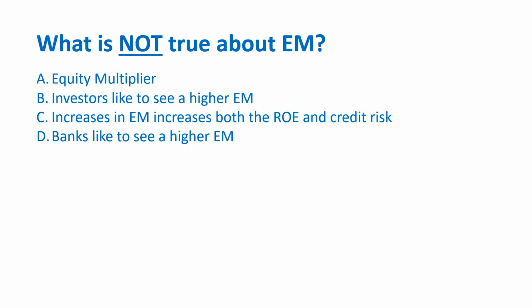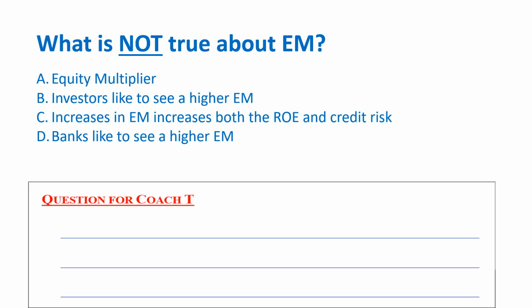So that is correct. Now, banks like to see a higher equity multiplier? No. Because when a bank has to give you a loan and they find your equity multiplier is already pretty high, that means you have already borrowed a lot. So tomorrow if anything happens, those who gave you money first have the first claims on your assets. So banks like to see a low equity multiplier. Okay, so that is the thing that is not true.